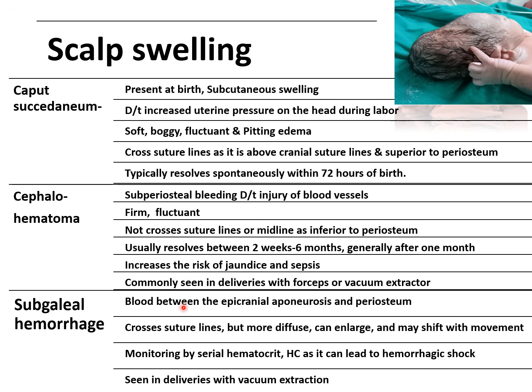Subgaleal hemorrhage is one in which blood is collected between the epicranial aponeurosis and periosteum. It also crosses the suture line, but this swelling is more diffuse, and it can even enlarge further and may shift with movements. Serial monitoring is required, and hematocrit should be measured serially because it can lead to hemorrhagic shock also. It is generally seen in vacuum extraction.